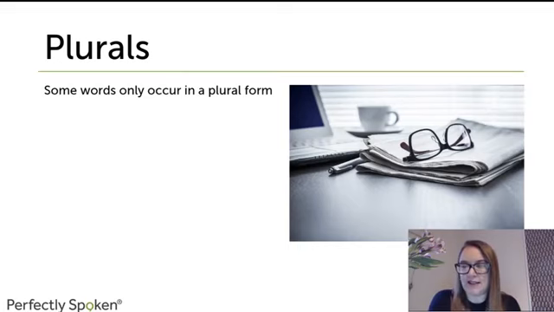Okay, let's have a look at some plural forms. So some words in English only occur in a plural form. Can you think of any? So pause the slide, have a think of words that only occur in a plural form. Again, I've given you a hint with the image.